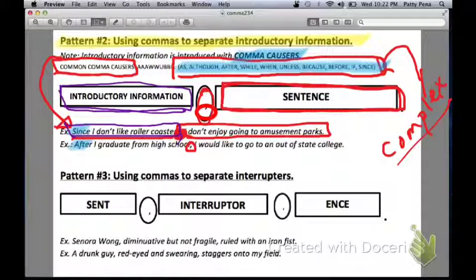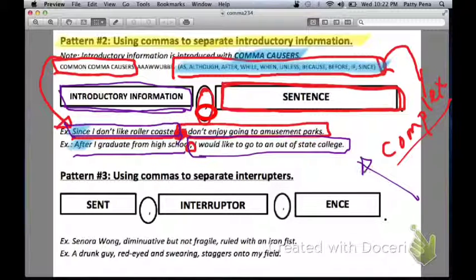Then you have this other sample sentence. After I graduate from high school, comma, I would like to go to an out-of-state college. The complete sentence is, I would like to go to an out-of-state college. The introductory clause is after I graduate from high school. So you have two sentences right here, both beginning with introductory information that has to be set off by a comma. These two sentences are complex sentences. They have introductory information, and you need to use a comma.